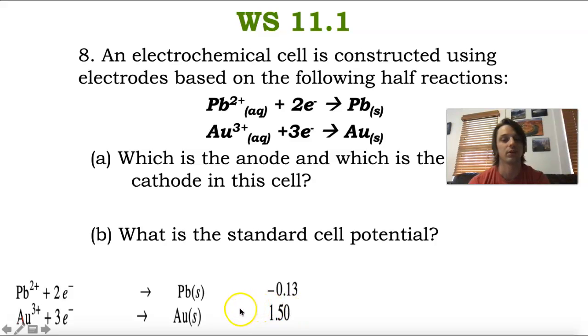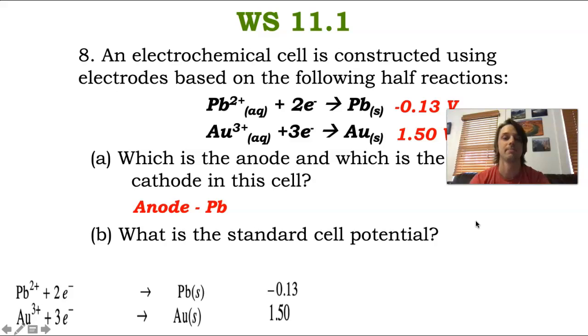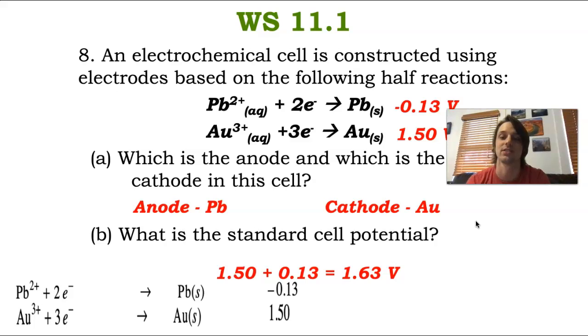So whoever is lower, which would be lead here, would be the one that I would flip. Remember, whoever is flipped is the substance that is oxidized. Well, what is oxidized is the anode. So the anode here is lead. The cathode is gold. What is the standard cell potential? I flipped lead, so then I flip that negative 0.13, add them together, and get a total of 1.63. That is my cell potential, or my voltage.